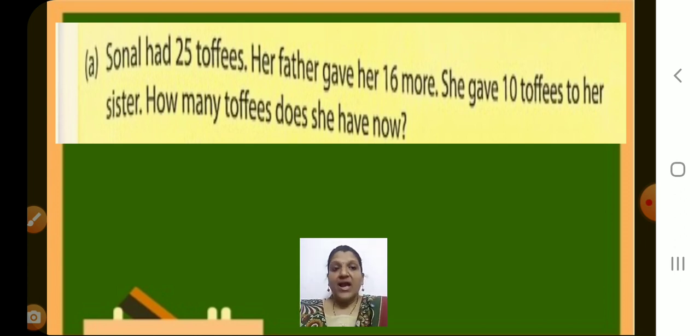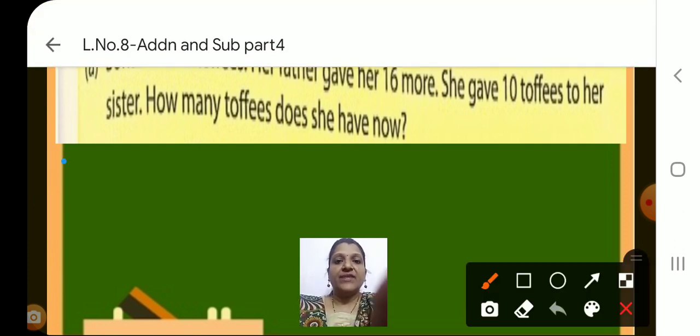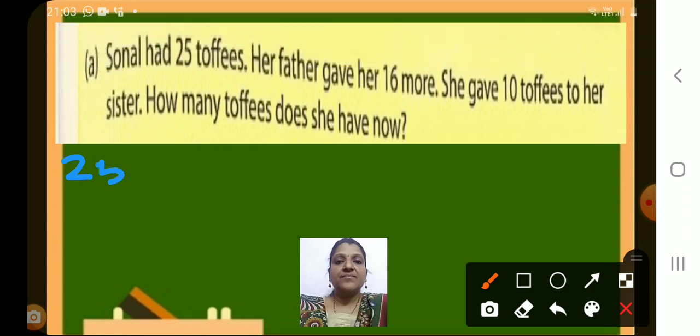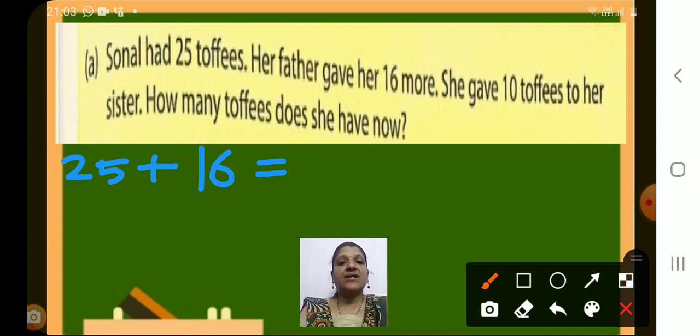Children, we have to solve this word problem very carefully. Let us write it down. Sonal had 25 toffees. So write 25 over here. Her father gave her 16 more. So we have to do the addition of 16. So 25 plus 16. So first we have to get the answer of 25 plus 16. What is the answer, children?